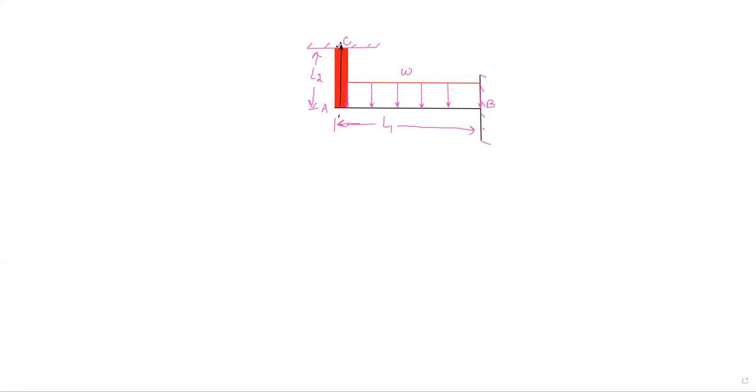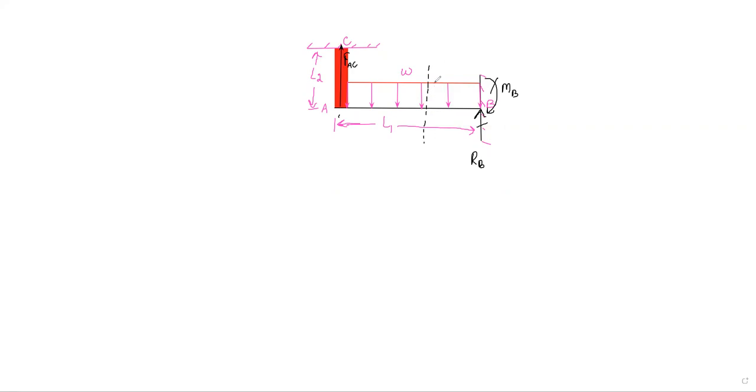Let's say that the force produced in the rope AC is FAC. Apart from this, we'll be having the reaction produced at the fixed end, which we call RB, and we will also be having a moment at the fixed end, which we will call MB. Fine. So first of all, let's draw the free body diagram, or let me directly take a section over here and write the moment equation.